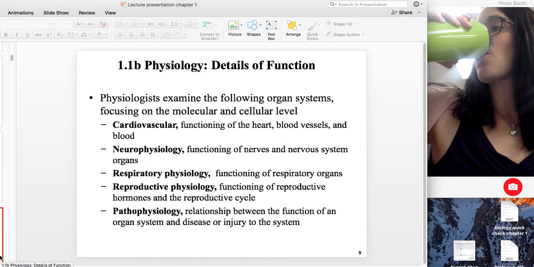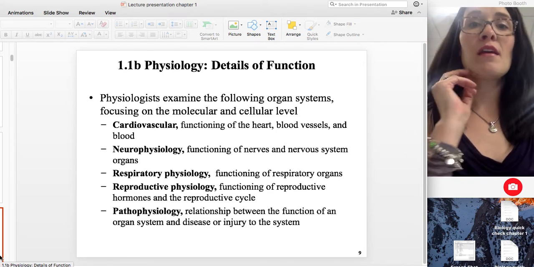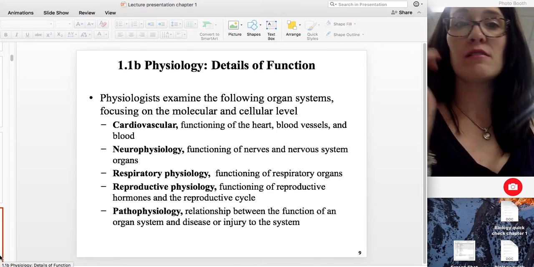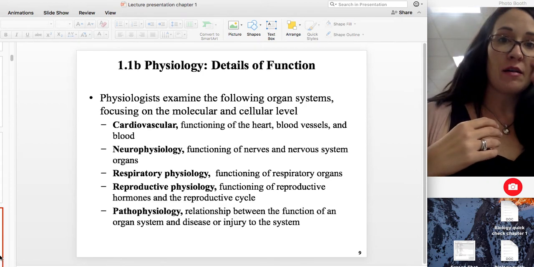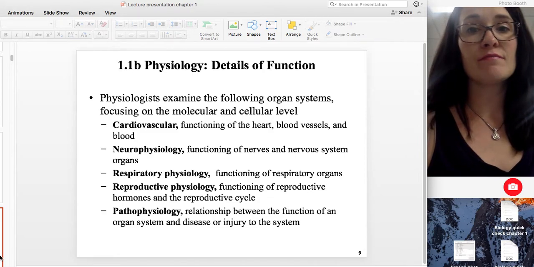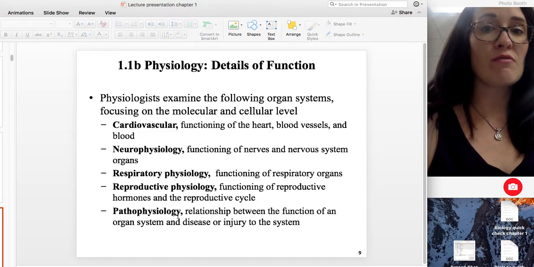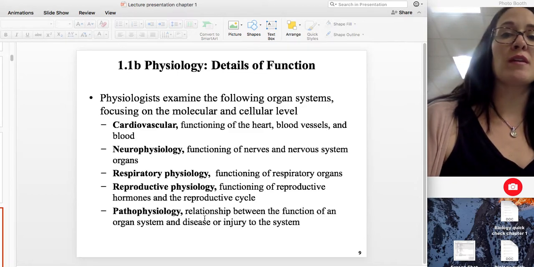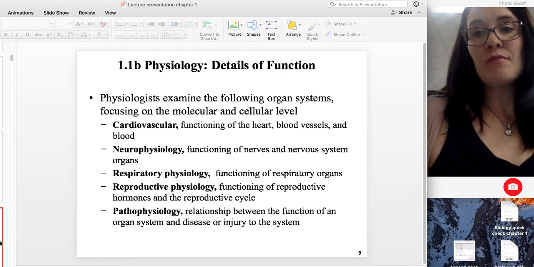Physiology also has subdivisions. Cardiovascular focuses on the heart and blood vessels. Neurophysiology is the functioning of the nerves in the nervous system. Respiratory physiology covers the respiratory organs, etc. Pathophysiology is the relationship between an organ system and disease and how it functions.